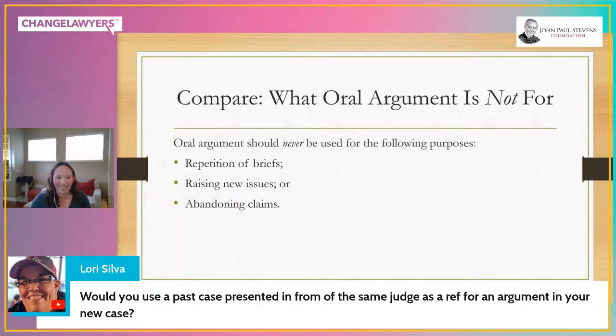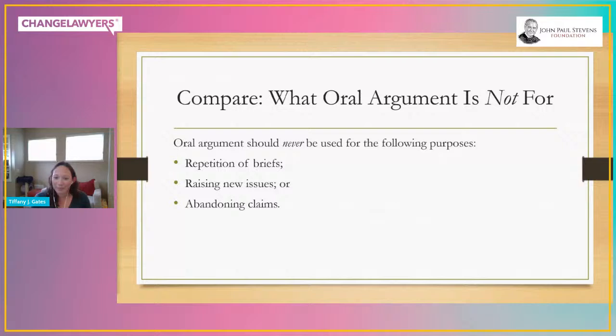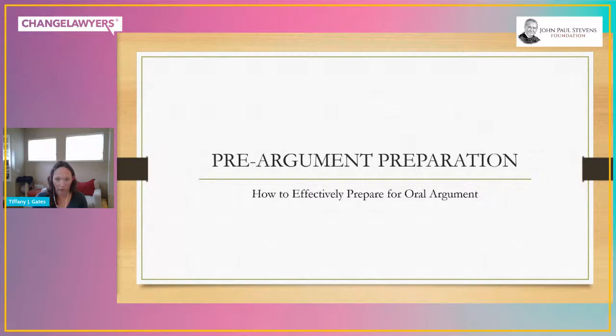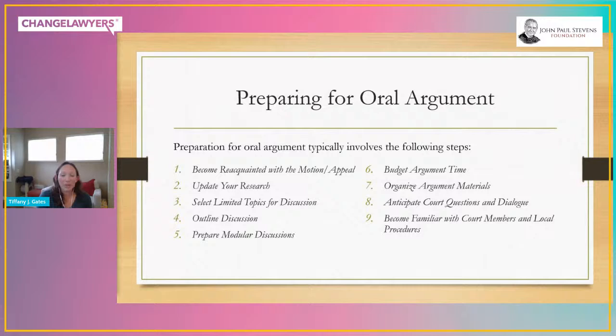Okay, so now that we've talked about the purposes and goals of oral argument, let's talk about how to prepare for an oral argument. Really, it comes down to these nine basic steps. And how much time you spend on each of these steps is definitely going to vary from case to case based on how complex it may be. But it will also vary based on how much time you have to prepare.